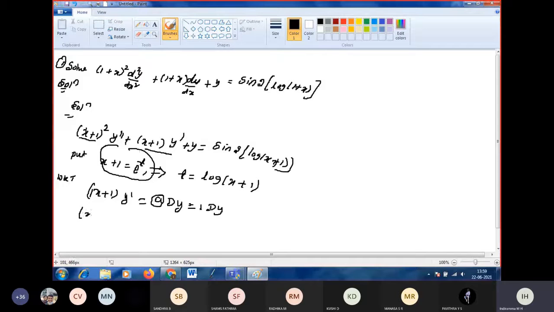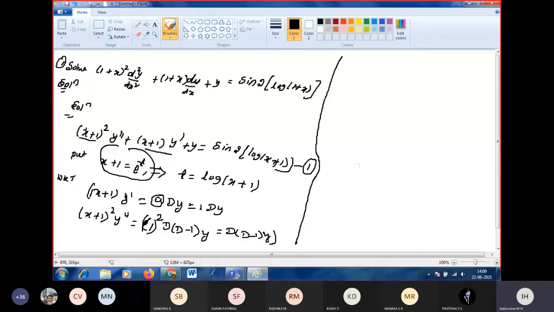Okay. Next, x plus 1 whole square into y double dash is equal to what? a square into D into D minus 1 into y. What is a? What is the coefficient of x? 1. So 1 square, a square is a constant, you can keep it out. So we got D into D minus 1 into y. Now substitute all these values in equation 1. You call this equation 1. Substitute all these values. So now equation 1 becomes.